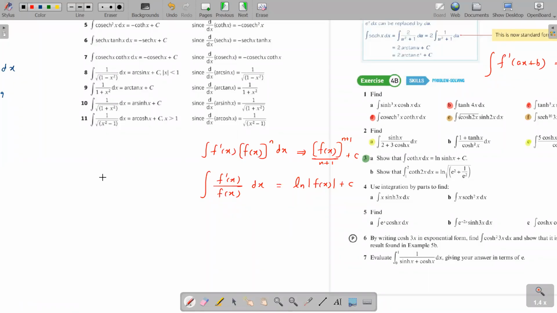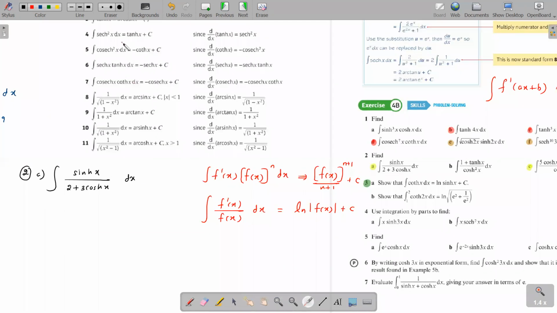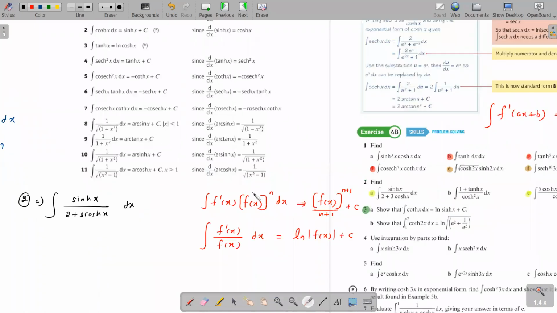Okay, moving on to question number 2, part A. Integration of sin x over 2 plus 3 cos x. Okay, so now to do this one, again, you can see this looks nothing like any of the rules we have learned about, right? So then definitely you need to realize if it does not look like any of the rules we learned about, we have to go into one of these two formats, f dash x times fx to the power n, or f dash x over fx.